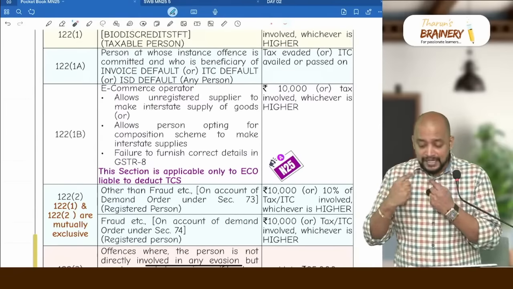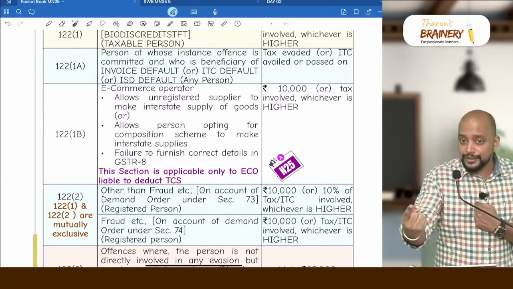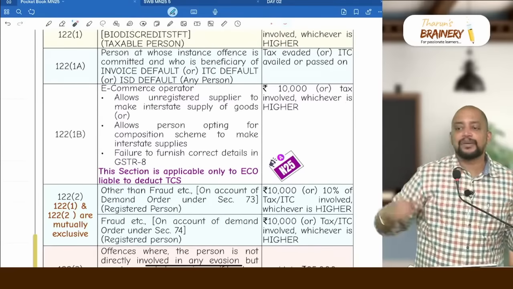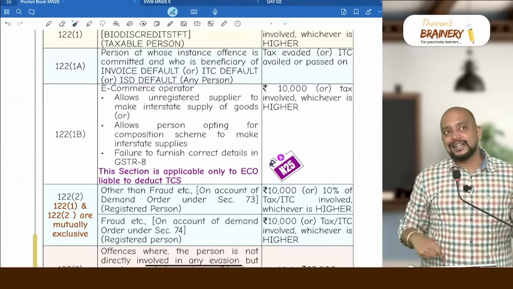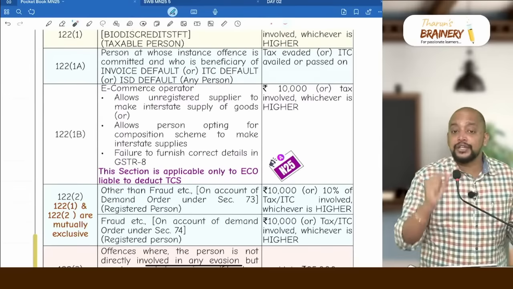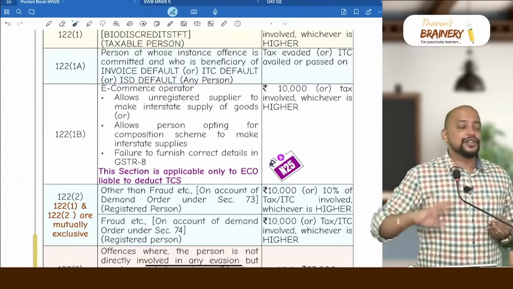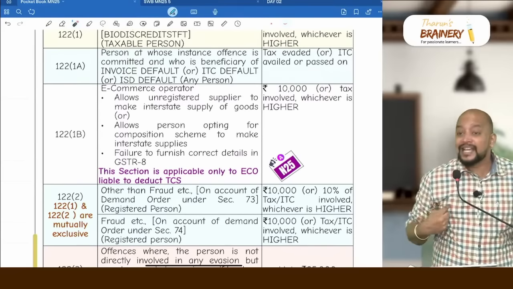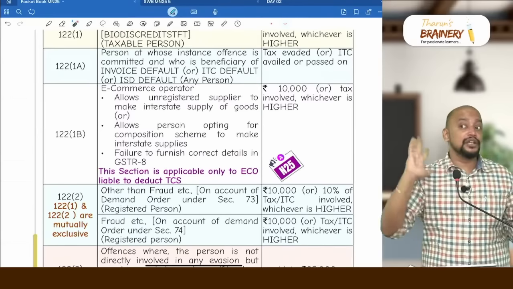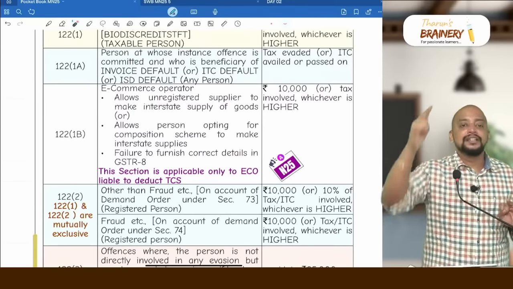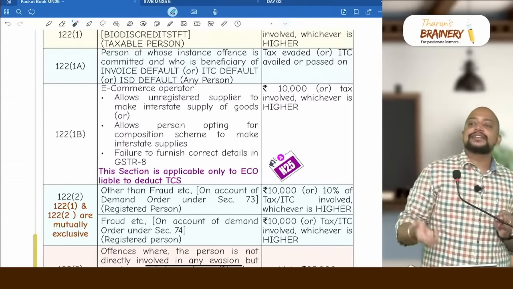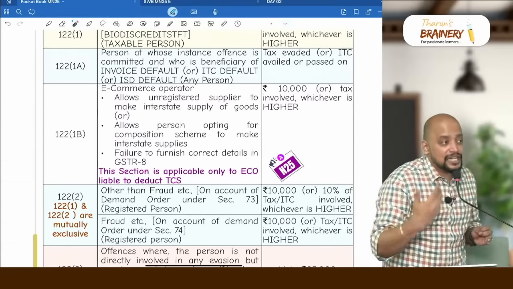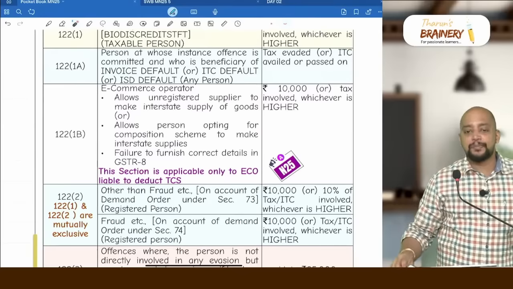Therefore, when I am a supplier of goods making supply through an e-commerce operator, being an unregistered person, I should not make interstate supplies, because I should make only intrastate supplies. Number 2, I should obtain a unique enrollment number. So the e-commerce operator needs to ensure that I am not making interstate supplies. If you permit me to make interstate supply through your platform, then there will be a penalty on you. And in the same way, if you are allowing me to make supply through your platform without obtaining a unique enrollment number, then also there will be a penalty on you.